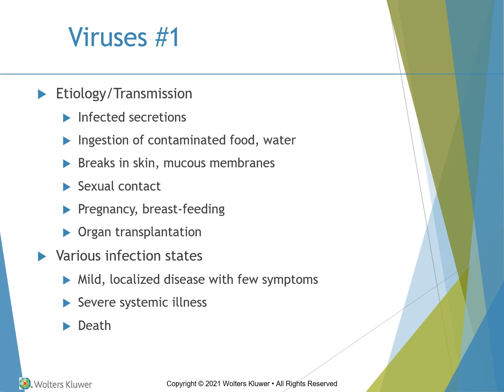Viruses, etiology and transmission. So viruses are, and we had already talked about these, parasites that are going to bind to receptors on the cell membranes. And the way that they're going to infect is through infected secretions, the ingestion of contaminated food or water, breaks in the skin or the mucous membrane, sexual contact, pregnancy, breastfeeding, and organ transplantation.